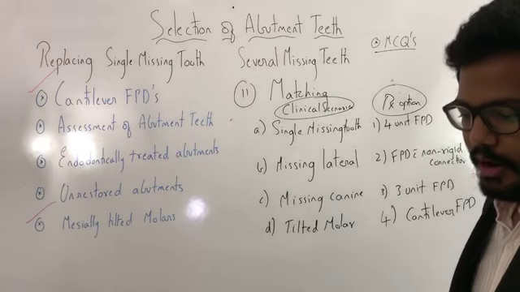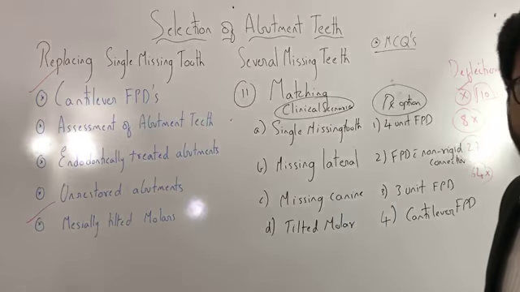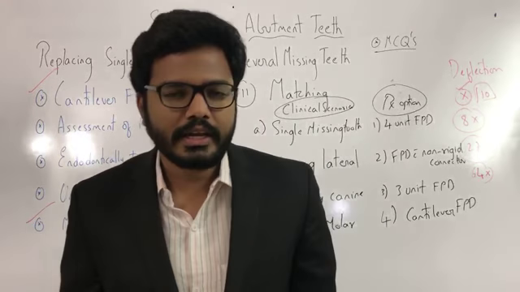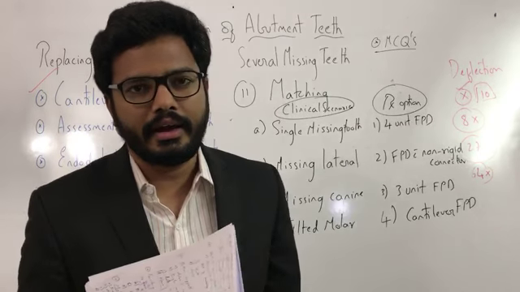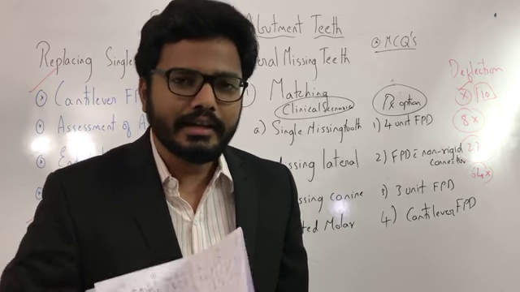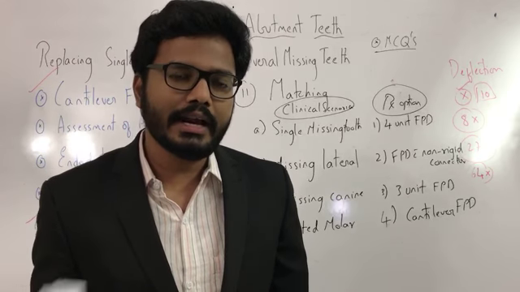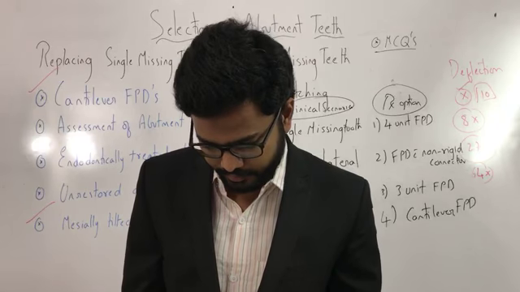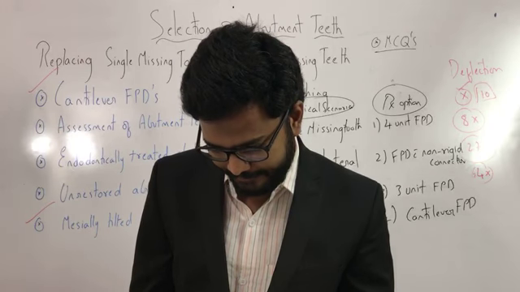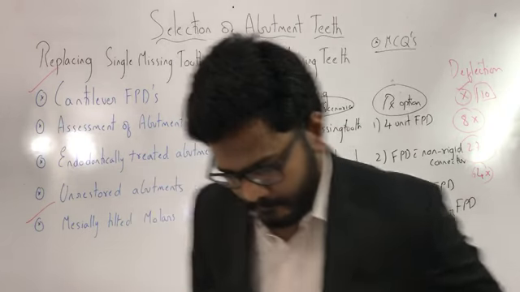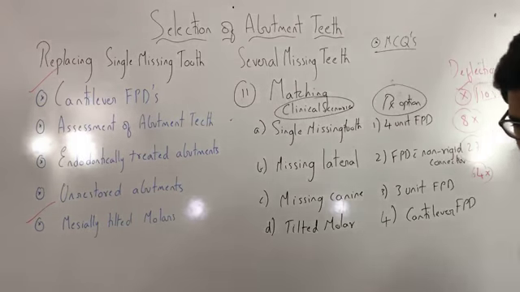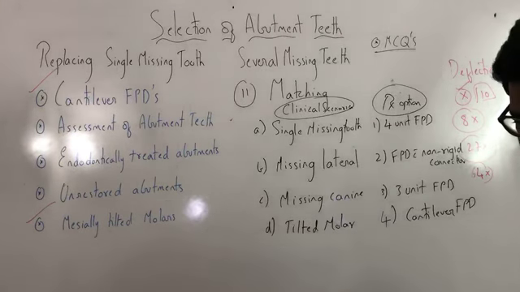By the way, Rishabh, I hope you've gone through the explanation which I've given you initially. So in case of missing maxillary or mandibular canine, we go for anterior two teeth, lateral as well as central incisor. Right.